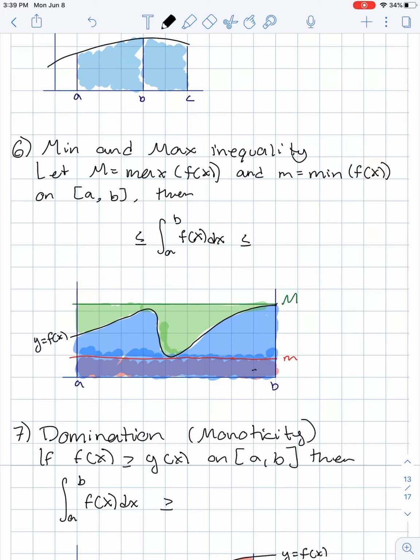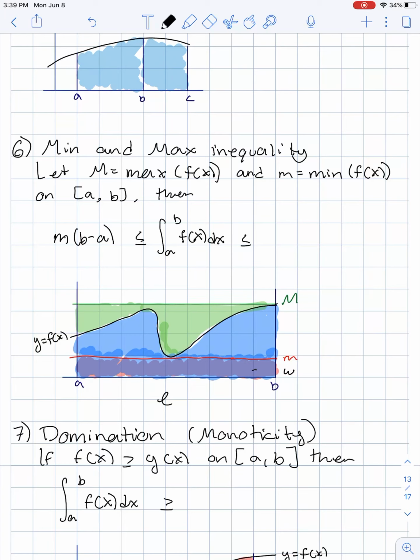So looking at little m, well, this is just a rectangle. My length is a to b, and my width is little m. I know how to find the area of a rectangle. It's length times width. So my length is going to be b minus a, the distance between those two points, times my width of that rectangle, which is little m in this case.